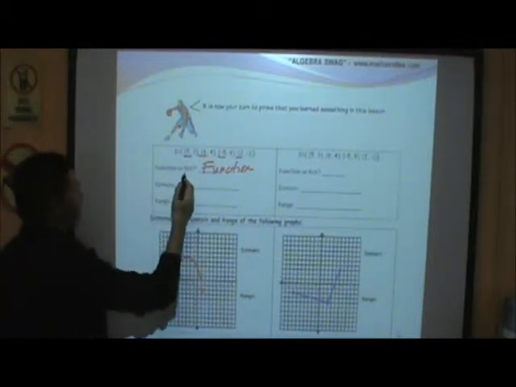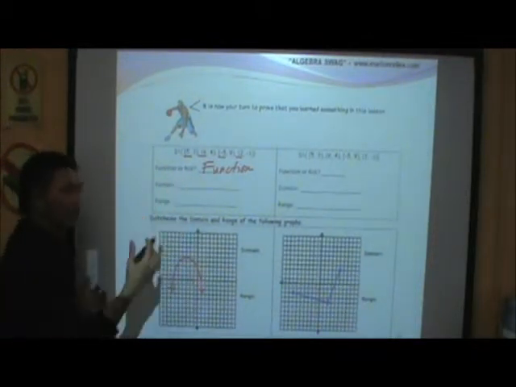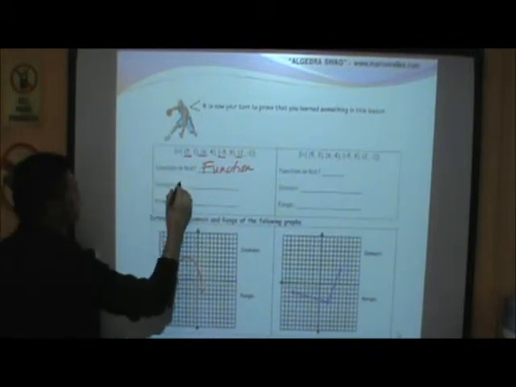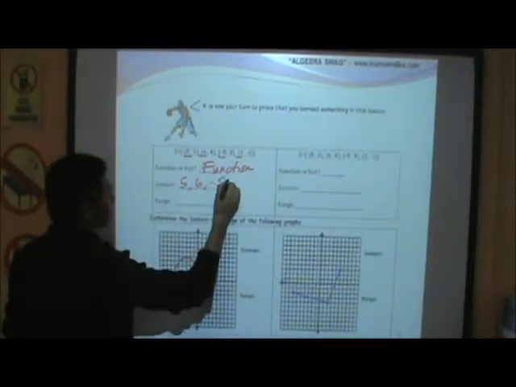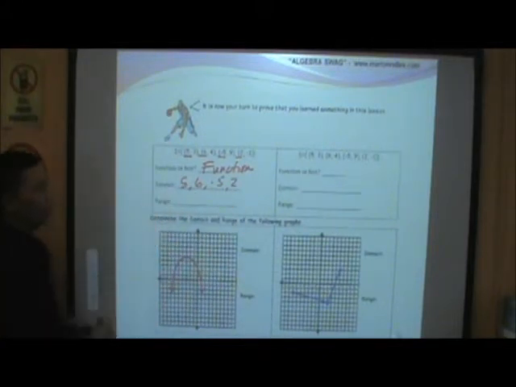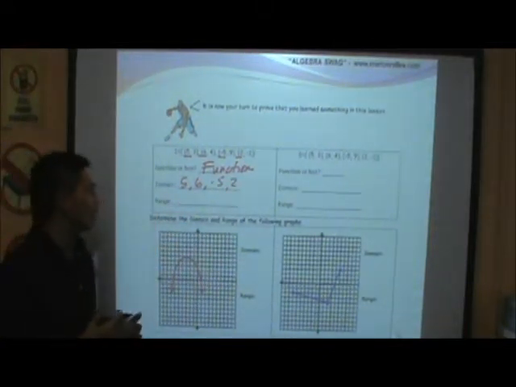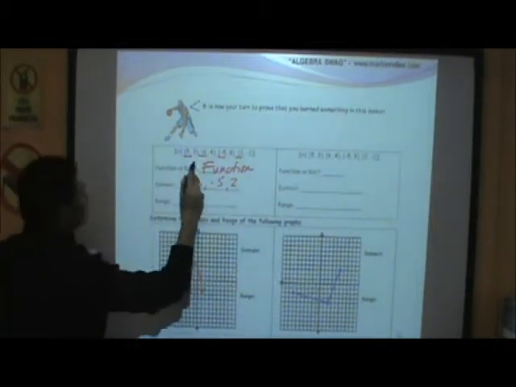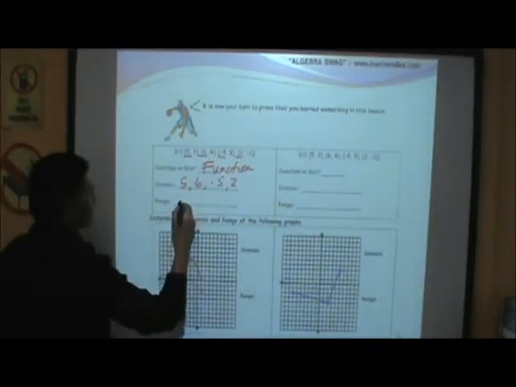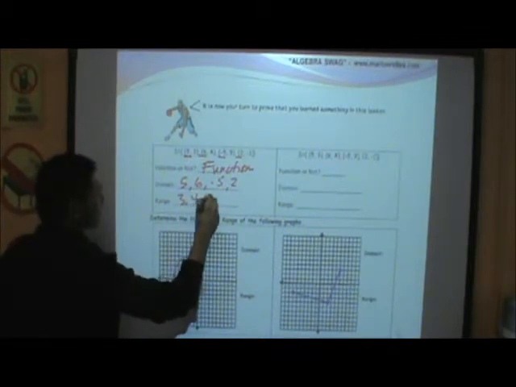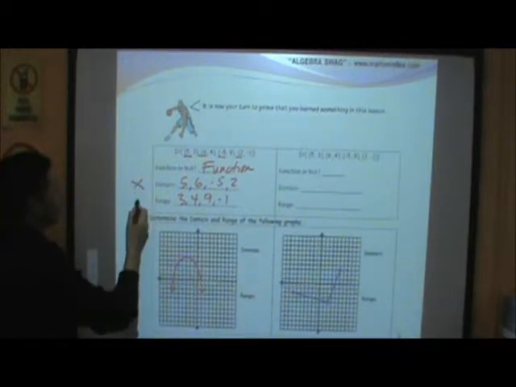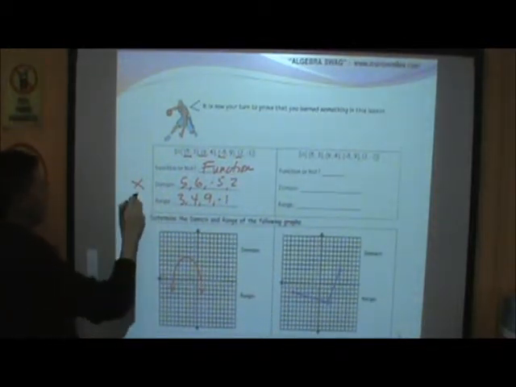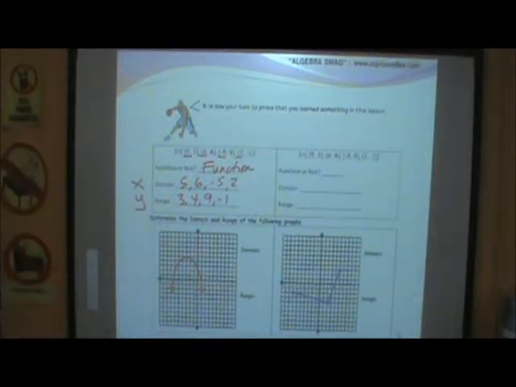Domain. Again, for domain, we're just going to talk about all the x values. So we got 5, 6, -5. So these are the x values, and we call them domain. And the y values are 3, 4, 9, and -1. Again, for domain, we have the x values. For range, we have the y values.